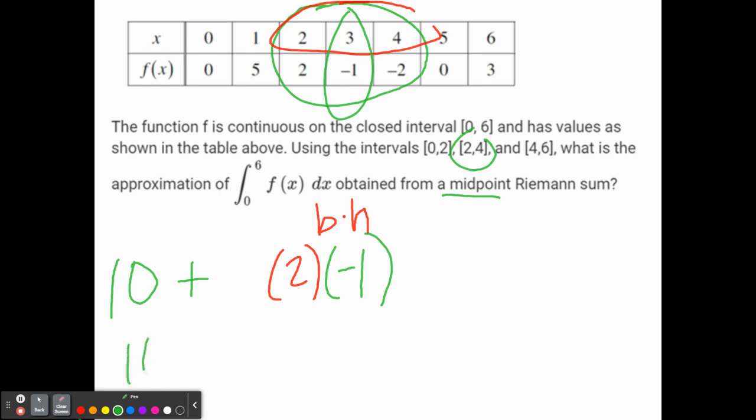So my first rectangle has an area of 10, and my second rectangle has an area of -2, so it must be underneath the x-axis, right, because it's negative. And we have one more. I'm going to let you finish this last one in class.